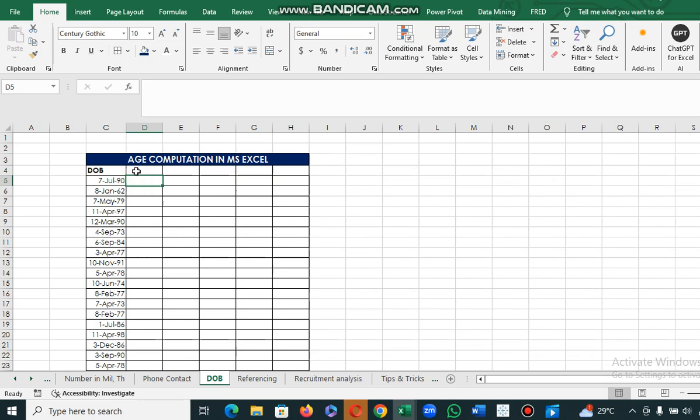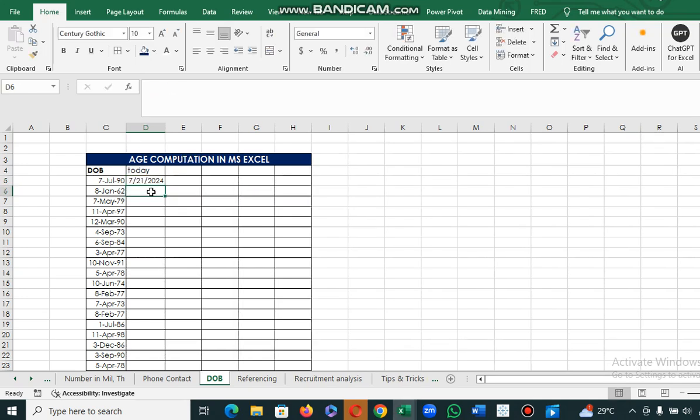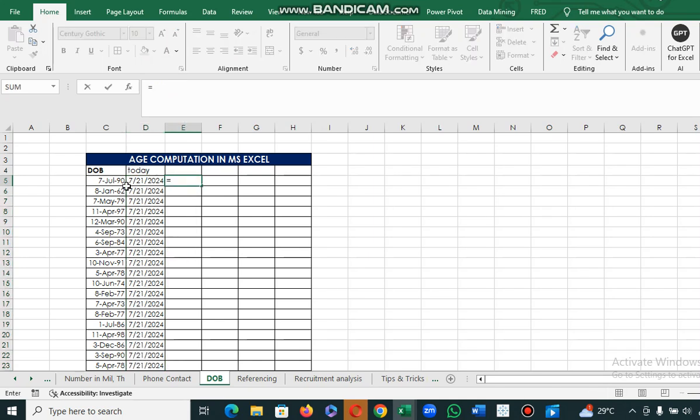The first thing is for you to put today's date. So you put equals TODAY, open parentheses, close parentheses, press enter. So you can have this done. So you find the difference between today's date and the person's date of birth. So this will give you the number of days the person has spent on the surface of the earth.